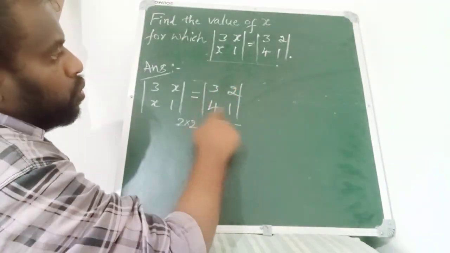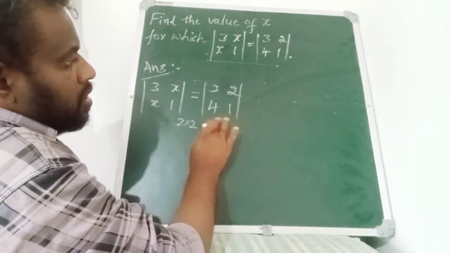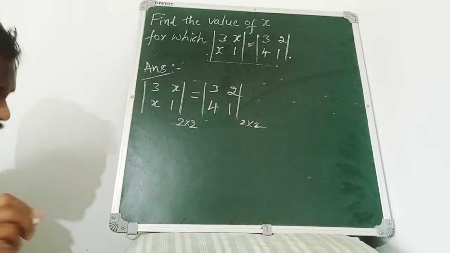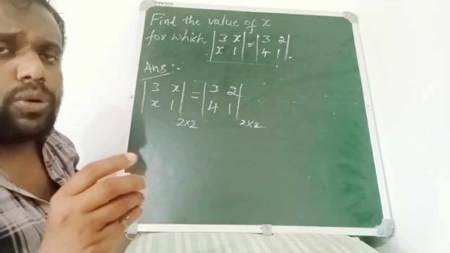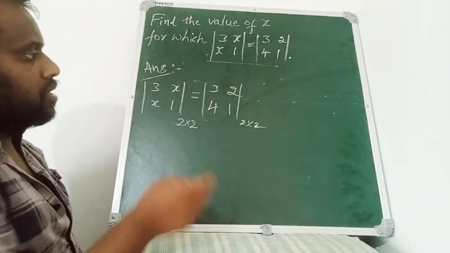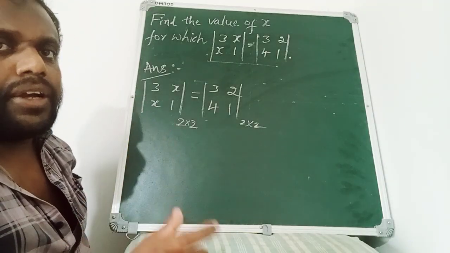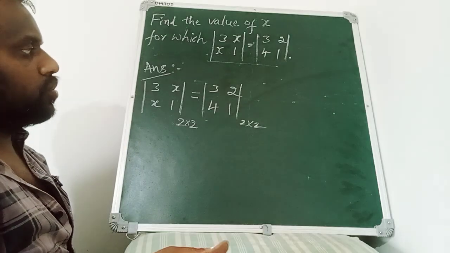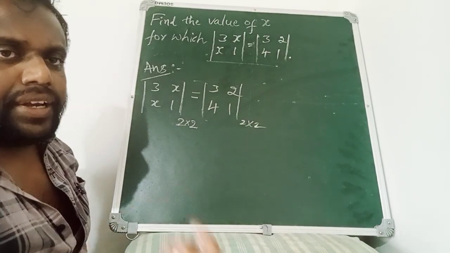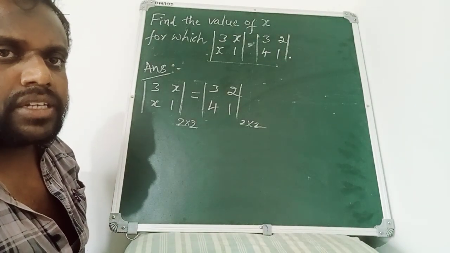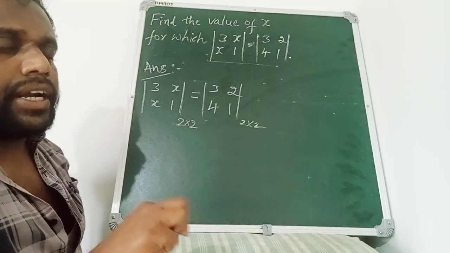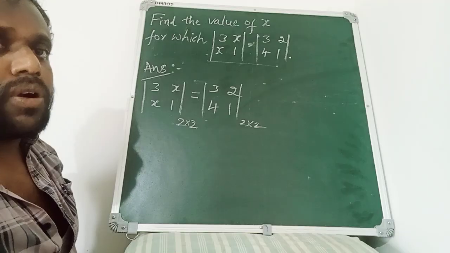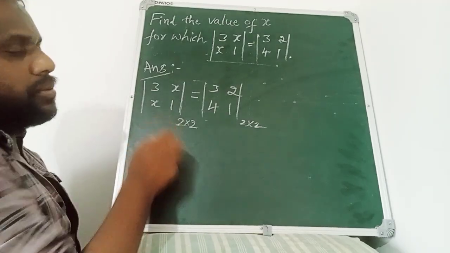Similarly, here also 2 rows and 2 columns are there, so this is also a 2 cross 2 determinant. Now how do we find the determinant? How to find the determinant of a 2 cross 2 matrix? Finding the determinant of a 2 cross 2 matrix is very simple. Finding the determinant of a 3 cross 3 matrix is somewhat lengthy, but it is also very simple.